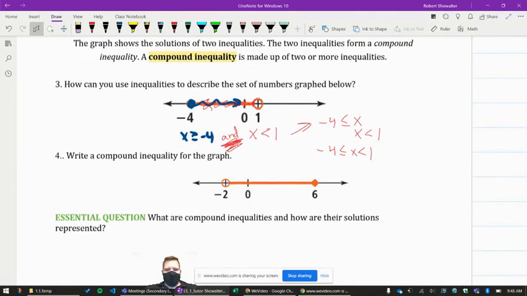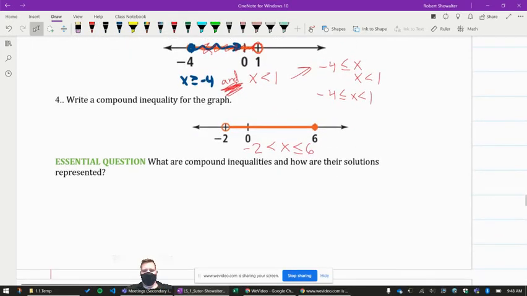Again, write a compound inequality for the graph. By the way, pause it, try to do it on your own, and then unpause it if you want. So here we go. So pause. Good. Now we can just go -2. We have an open circle, so it's going to be -2 is less than x, which is the shaded. And then we want x to be less than or equal to 6 because we have the filled in circle.